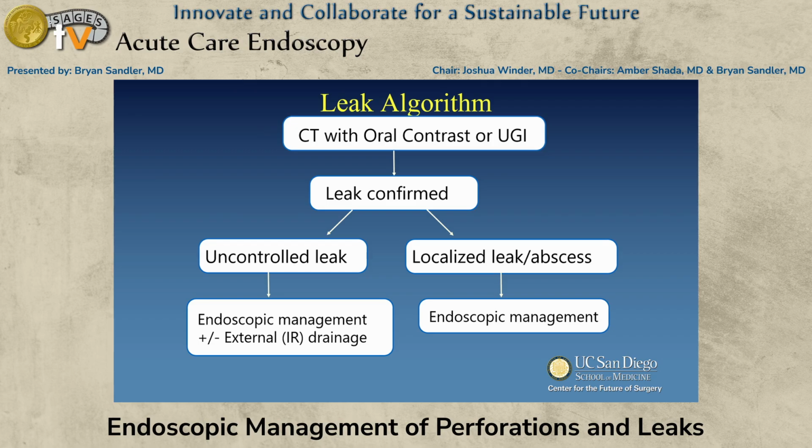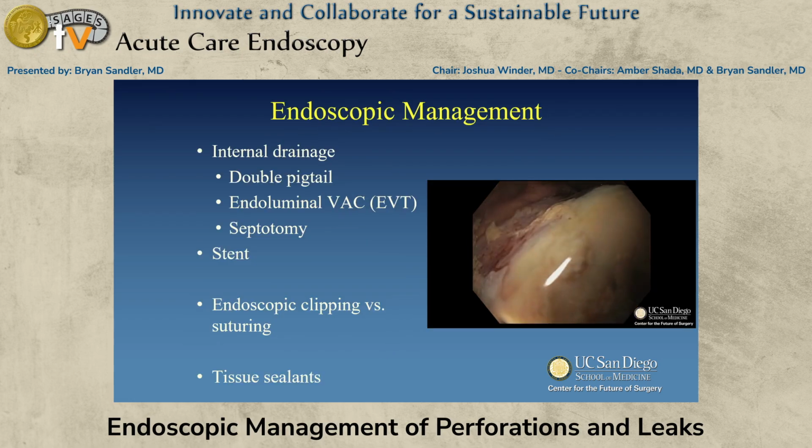If it's uncontrolled, again, consider surgery, certainly if they're unstable. But that's where external drainage, I think, is valuable. So that is where I involve my IR colleagues, get control of that leak, get control of that peritoneal irritation, which, again, will then allow me to move into some of the endoscopic tools that we have.